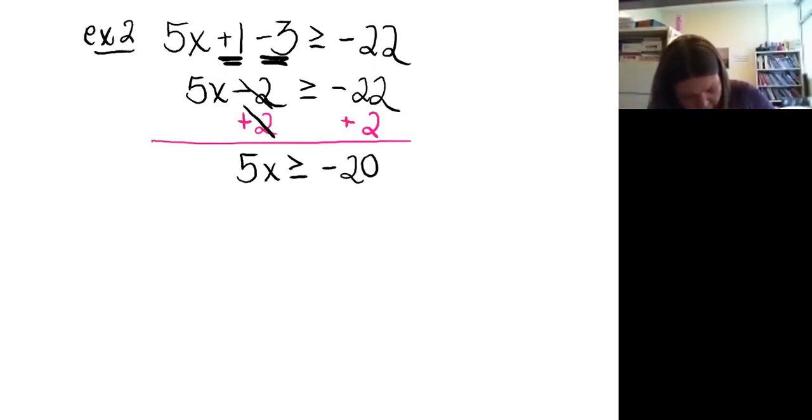Great, I'm almost done. My letter's almost alone. I'm just going to divide away that coefficient of 5. On this side, 5 and 5 cancel, leaving me with x, and x is going to be greater than or equal to negative 4.